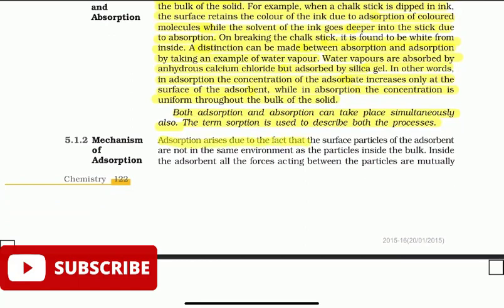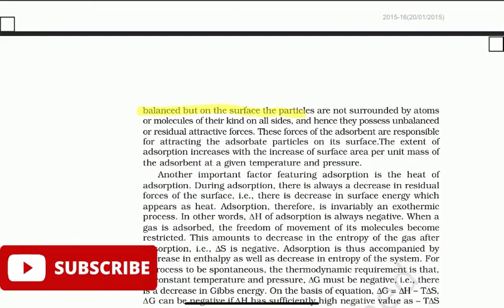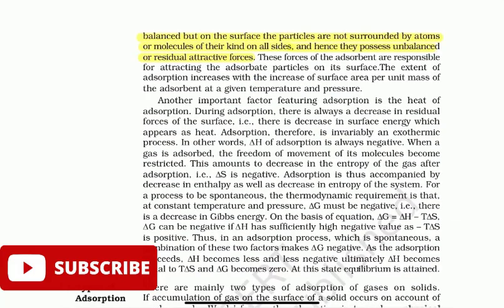Adsorption arises due to the fact that surface particles of the adsorbent are not in the same environment as the particles inside the bulk. Inside the adsorbent, all the forces acting between the particles are mutually balanced, but on the surface the particles are not surrounded by atoms or molecules of the same kind on all sides, and hence they possess unbalanced or residual attractive forces. These forces of the adsorbent are responsible for attracting the adsorbate particles on its surface. The extent of adsorption increases with increase of surface area per unit mass of the adsorbent at given temperature and pressure.